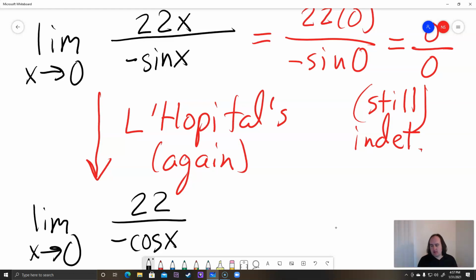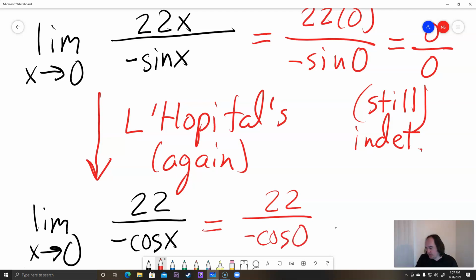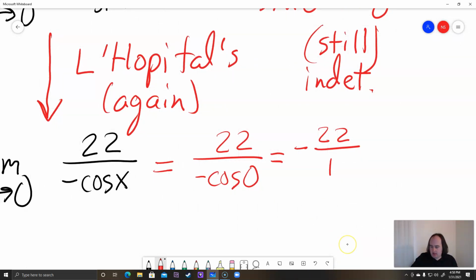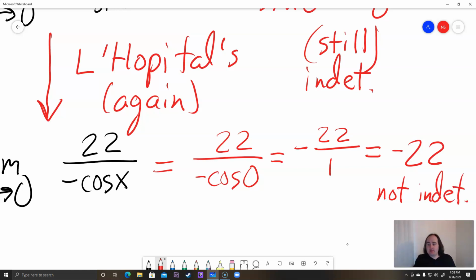Well, let's plug in 0 again and see what it gives us. So this is going to give us 22 over negative cosine of 0. But cosine of 0 is actually 1. I don't know if you remember that. So we actually have negative of 22 over 1, okay, which is negative 22. And because this is not indeterminate, that means it's our answer. Okay, so that means the value of the limit is negative 22. So I'll box that.